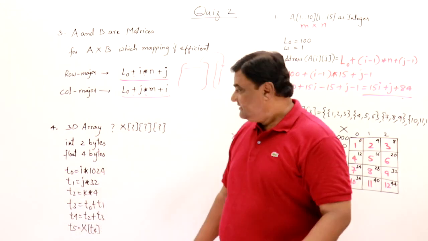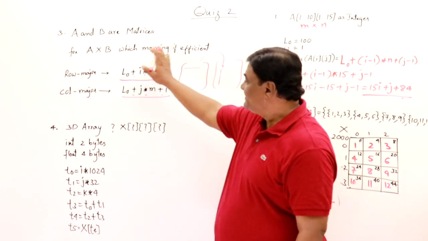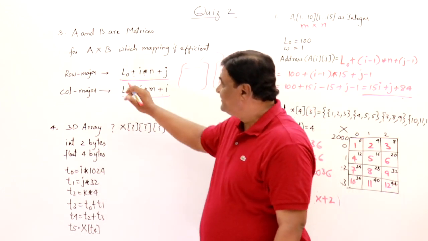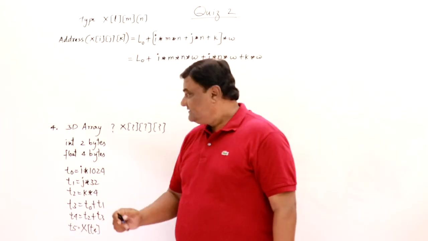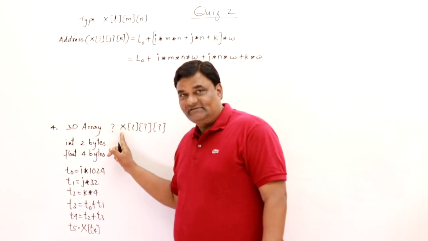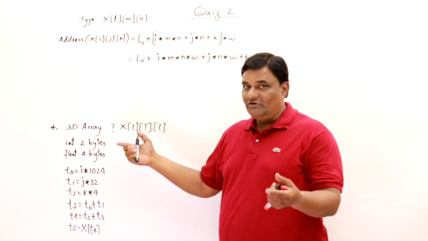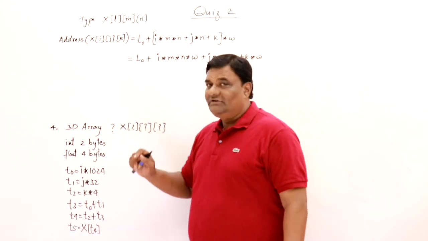Now the next question is the fourth question. So this is a little lengthy. I'll remove this and I will do the work for this one. The question is, there is a 3-dimensional array. The name of this array is X, and there are 3 dimensions, L, M, N. We don't know what the dimensions are. We don't know the data type also.